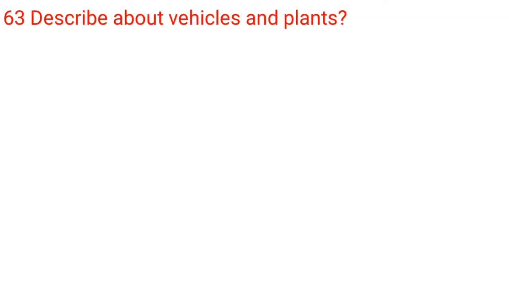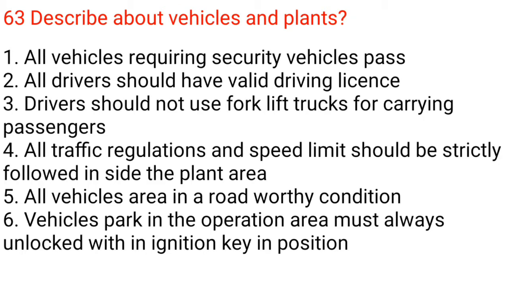63. Describe about vehicles and plants. 1. All vehicles require security vehicle pass. 2. All drivers should have valid driving license. 3. Drivers should not use forklift trucks for carrying passengers. 4. All traffic regulations and speed limit should be strictly followed inside the plant area. 5. All vehicles are in a roadworthy condition. 6. Vehicles parked in the operation area must always be unlocked with the ignition key in position.